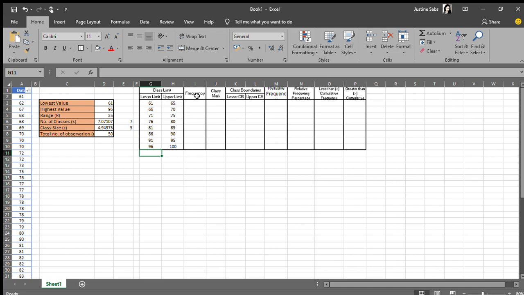Then, in determining the frequency, we have to count how many items fall under a specific class interval. So, for example, I have the first class interval with values from 61 to 65. So, kailangan kong hanapin yun sa dataset. Ilan yung value from 61 to 65. So, as we can see here, we have 2, that is 61 and 62. So, yun yung nakalagay sa frequency.